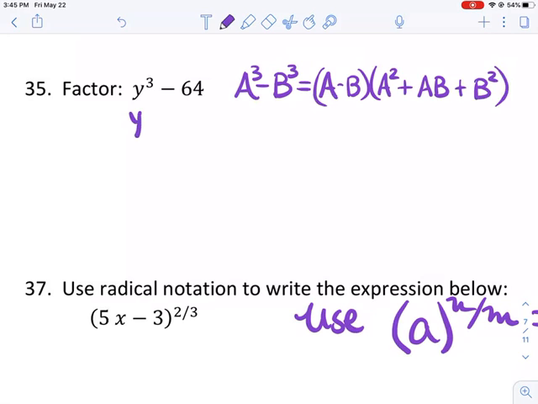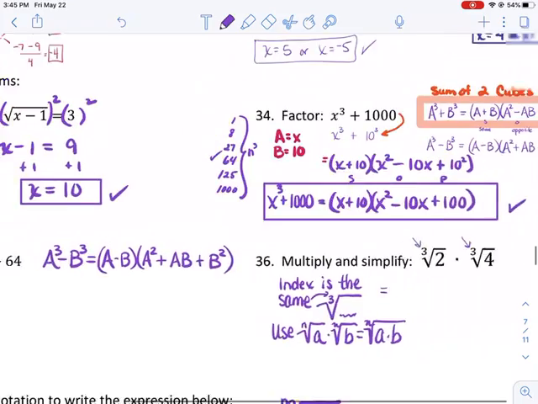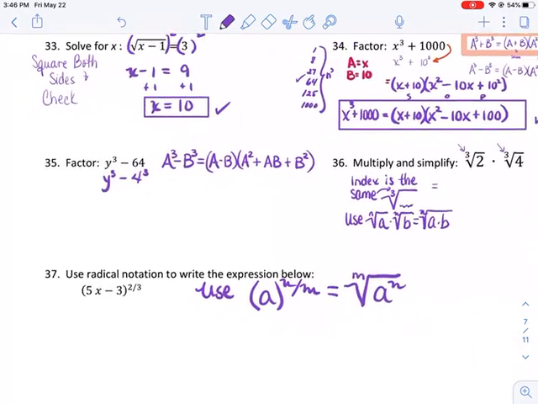So I'm going to rewrite it as y cubed minus 64, and 64 is one of those numbers that I had said before. So 64 is a perfect cube, so it's 4 cubed. Now you can always test a number. You can always put it in your calculator and see what the cube root is of a number if you're not sure if it is a perfect cube. But 64 is one of those that I ask you to memorize.